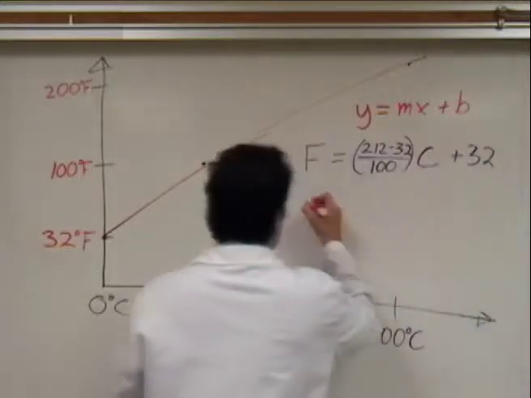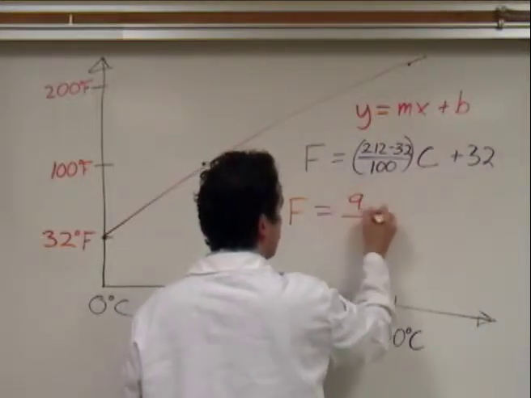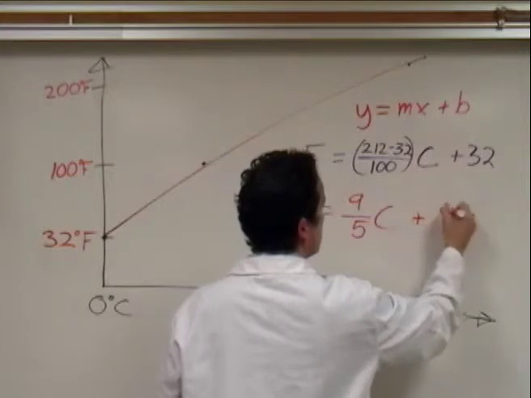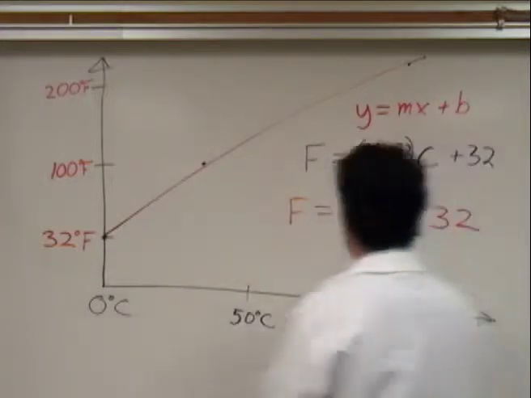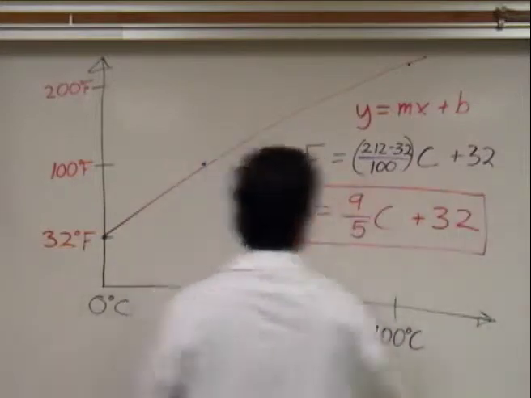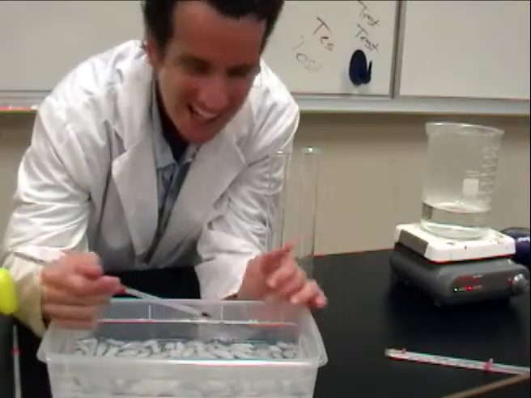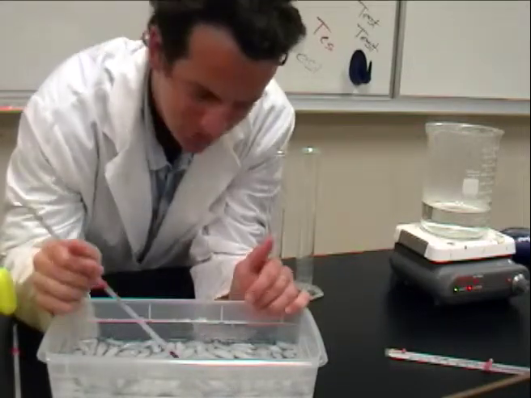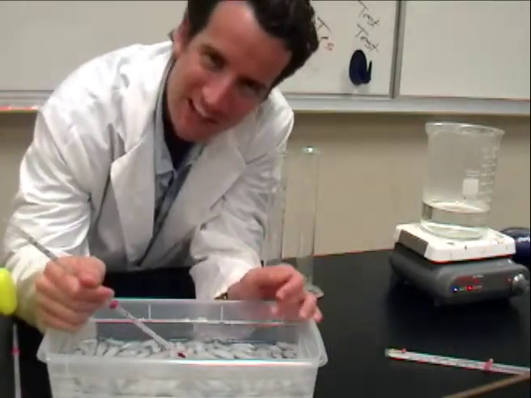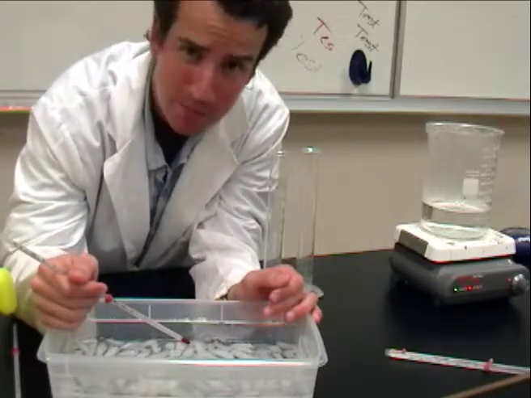Then the final equation becomes F equals 9/5 when you reduce it, times C plus b, 32 Fahrenheit. The well-known relationship between Fahrenheit and Celsius. So is that it then? 0 Celsius and 32 Fahrenheit, that's 0? No, there's another scale, the Kelvin scale, on which 0 is the coldest temperature possible.